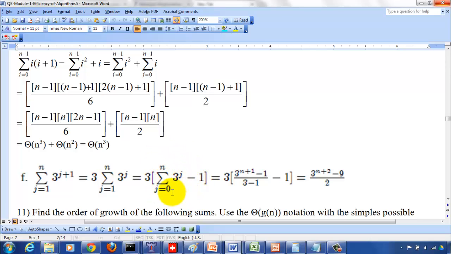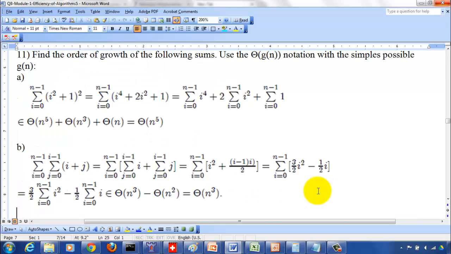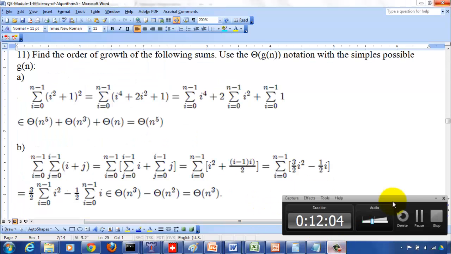This term is going to be 3 to the n plus 1 minus 1 divided by 3 minus 1. So it is 3 times 3 to the n plus 1 minus 1 over 2, minus 1. The over 2 will come here, so it's going to be 3 to the n plus 2 minus 9, if you do the simplification. So that is still theta of 3 to the n. That's what I would say. So we'll stop with this.